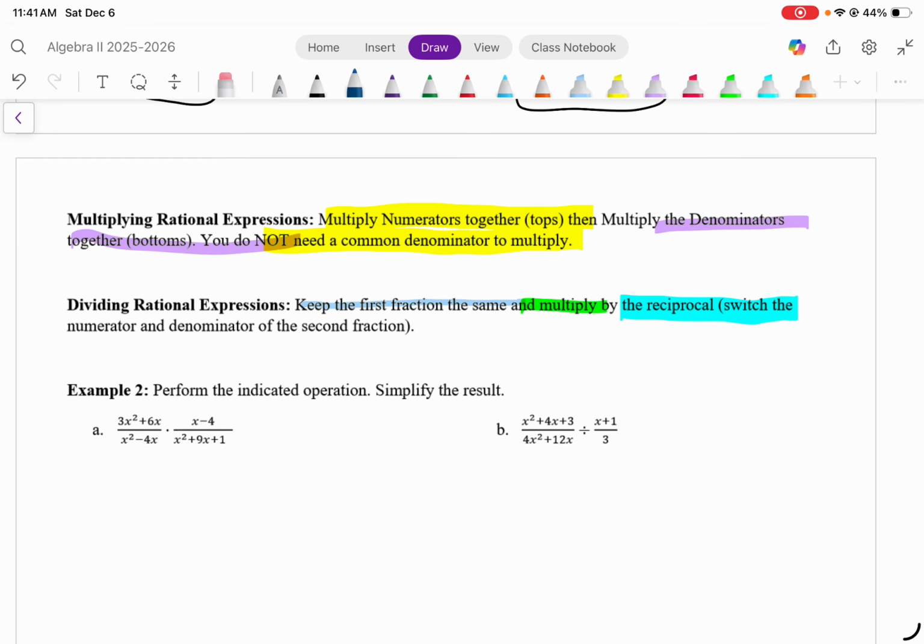A phrase that people use for this to remember dividing with a fraction is keep, oh my gosh, I cannot spell today, I'm so sorry.